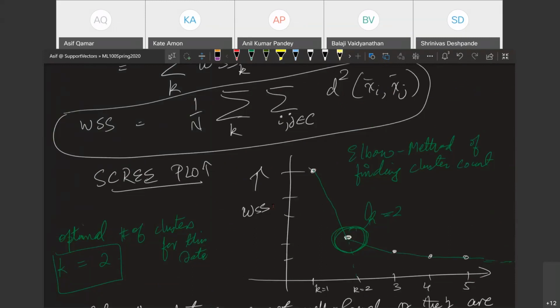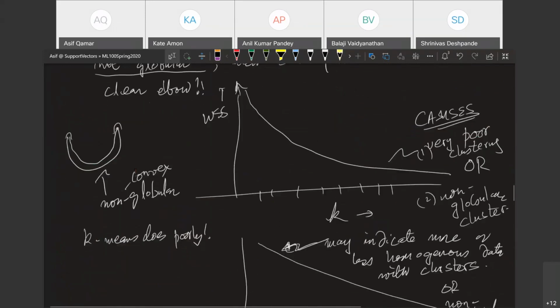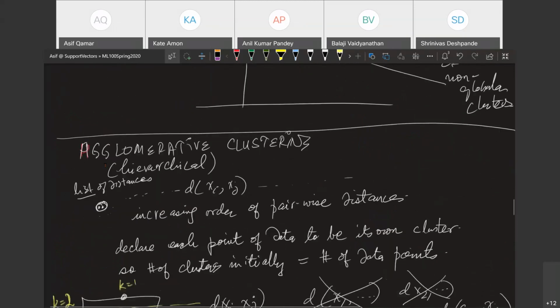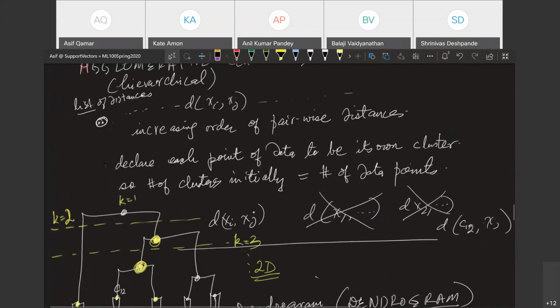If you don't see clear elbows, as we saw in the lab on Saturday, it could be either because there are no clusters or because K-means is not the right algorithm to find the clusters. K-means has one big limitation. It looks for globular clusters, roundish, convex-like clusters. If you don't have convex-like clusters, as in the lab, then K-means, and the whole family of K-means, doesn't quite work.